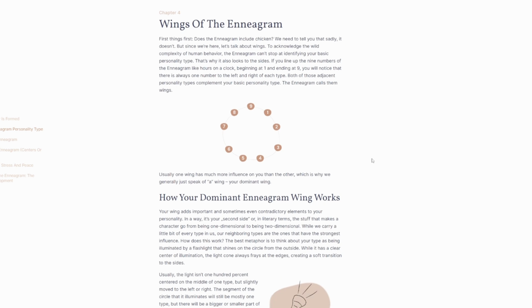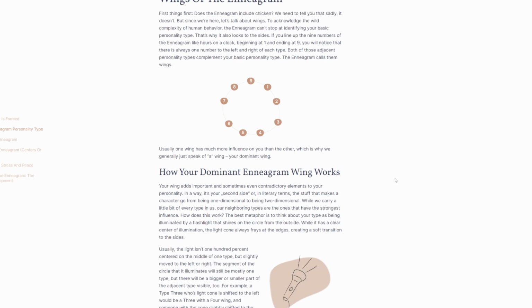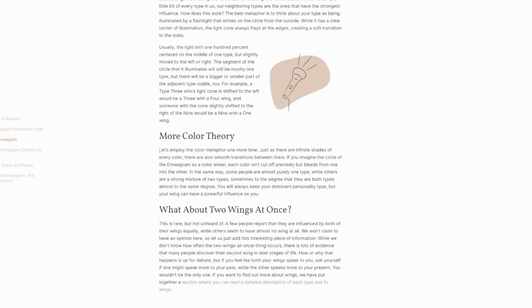Alright, so the wings. I already kind of went over this. Okay, so there's a dominant wing now. So instead of me being a one-dimensional 7, I could become two-dimensional. Okay, more color theory. Oh, geez. Here we go again. Infinite shades of color. There are also smooth transitions between them. Oh, I get that. Yeah, it's a color wheel. Okay, the color wheel analogy. That's how wings work. Oh, that's actually very interesting.